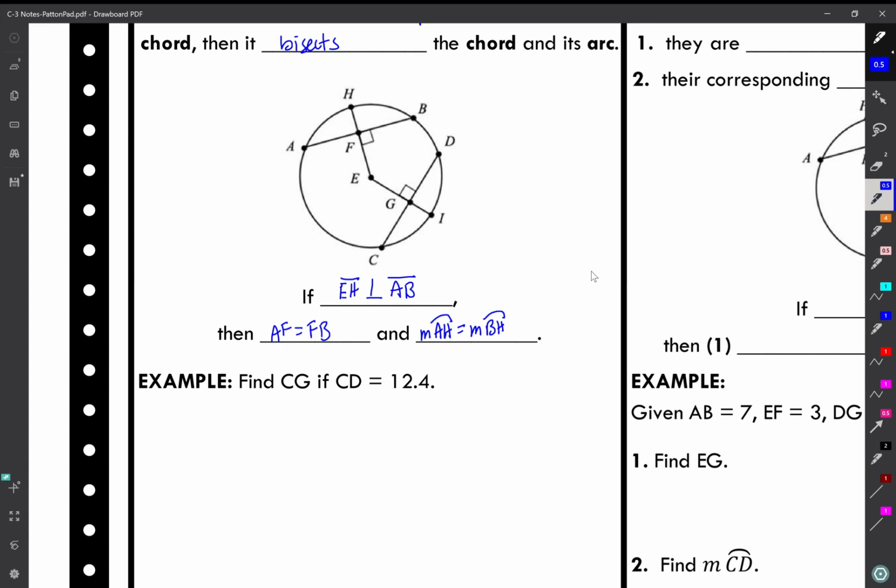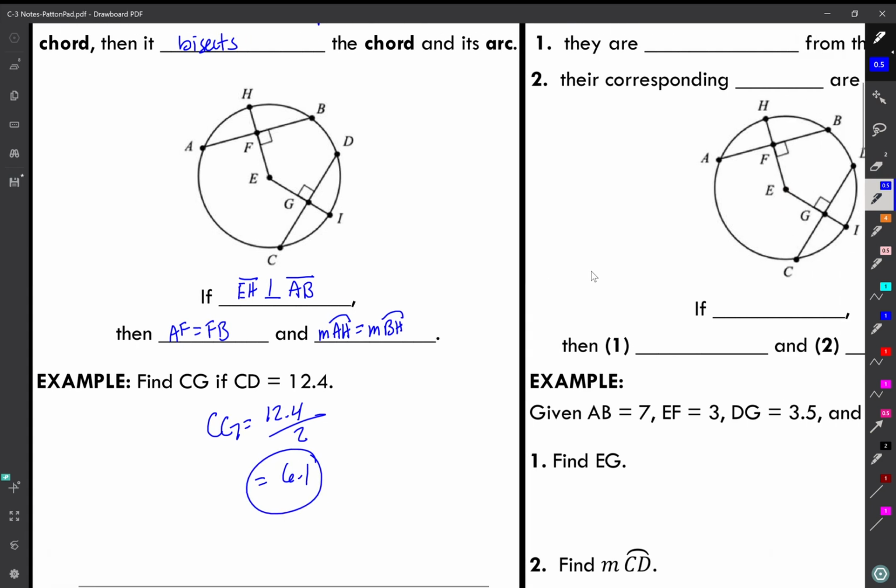So find CG, again, if CD is equal to 12.4. So we see that EI is perpendicular to CD, so we know it's being split in half. So CG will just be half of 12.4, which is going to be 6.1. Okay, that's kind of what you'll be seeing with this stuff.